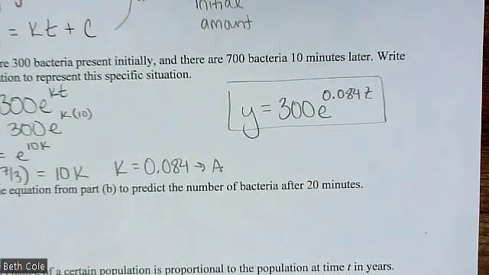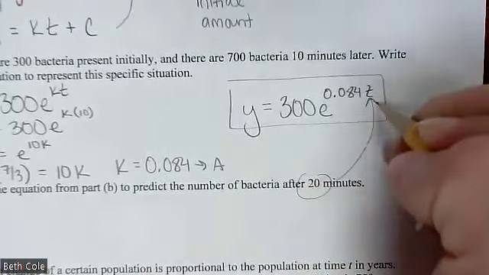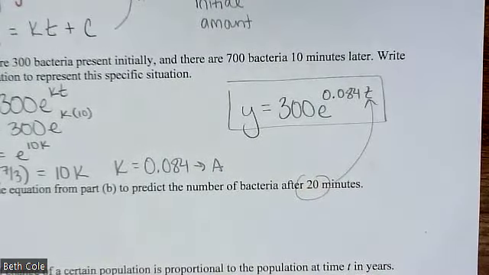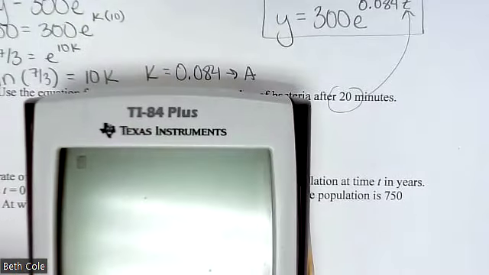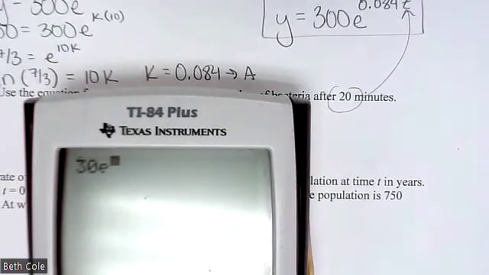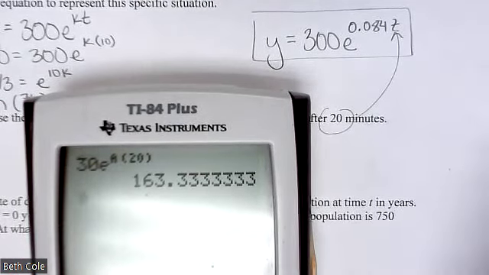Use that equation to predict the number of bacteria after 20 minutes. Well, what are you going to do with 20? Plug it in for time. So what I would like for you to all do in your calculator is type 300 e to the power. Now don't type 0.084. You should type what? Alpha A times 20 minutes. And that gives you your answer.